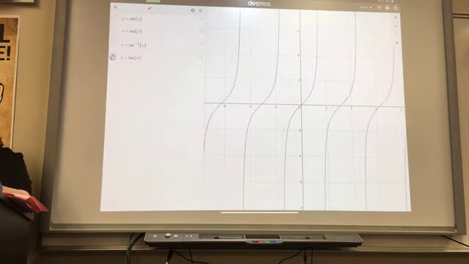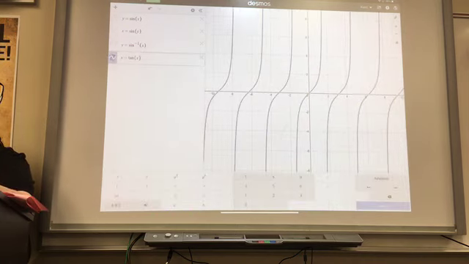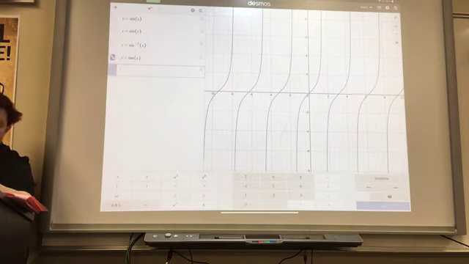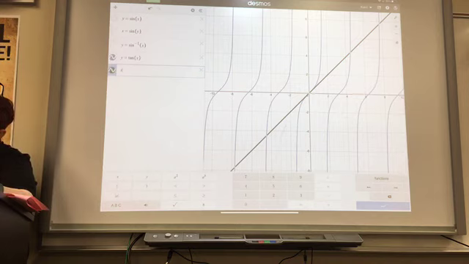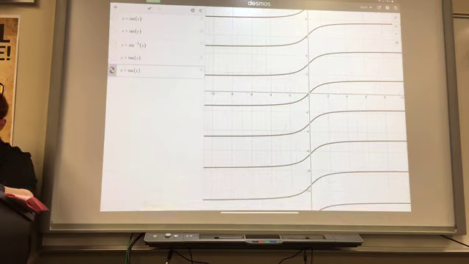Okay, here we go. Guys, that's y equals tangent of x. My inverse of that would be x equals the tangent of y. Cool, yeah?